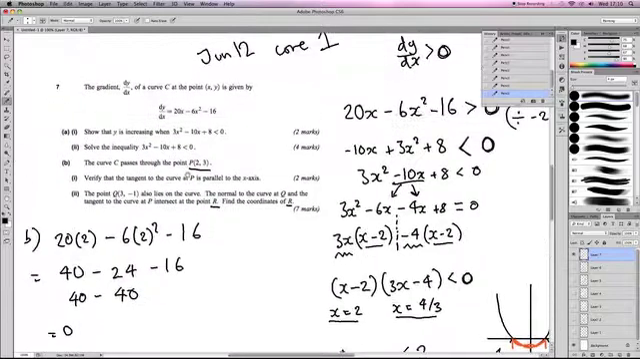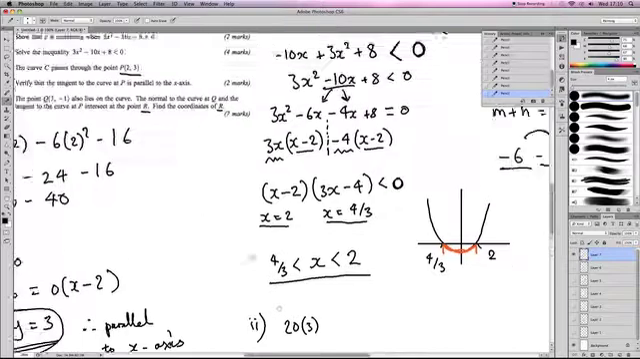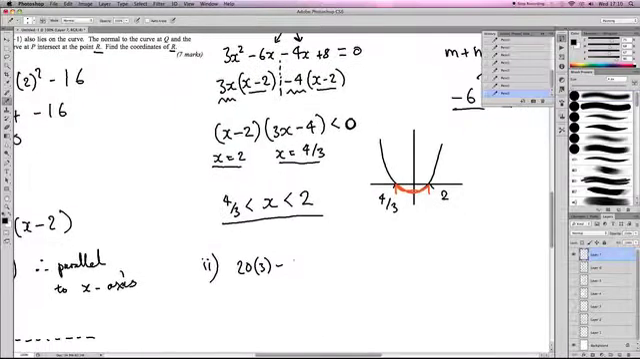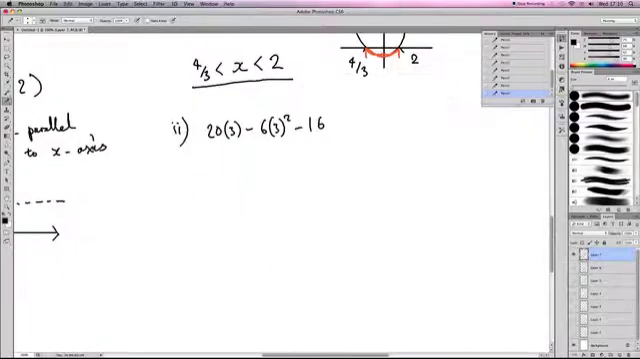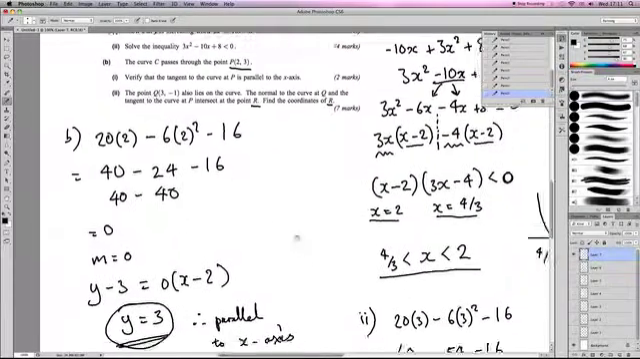So let's substitute 3 in. So it's going to be 20 times 3 minus 6 times 3 squared minus 16, wasn't it? Yeah, minus 16. So let's work it out. That's 60. Oh man, that's going to give us 9. 9 times 6 is 54 minus 16. So what does those two make? That gives me 60 minus 70. So the gradient is minus 10. I hope anyway. And now I need point Q, 3 minus 1.